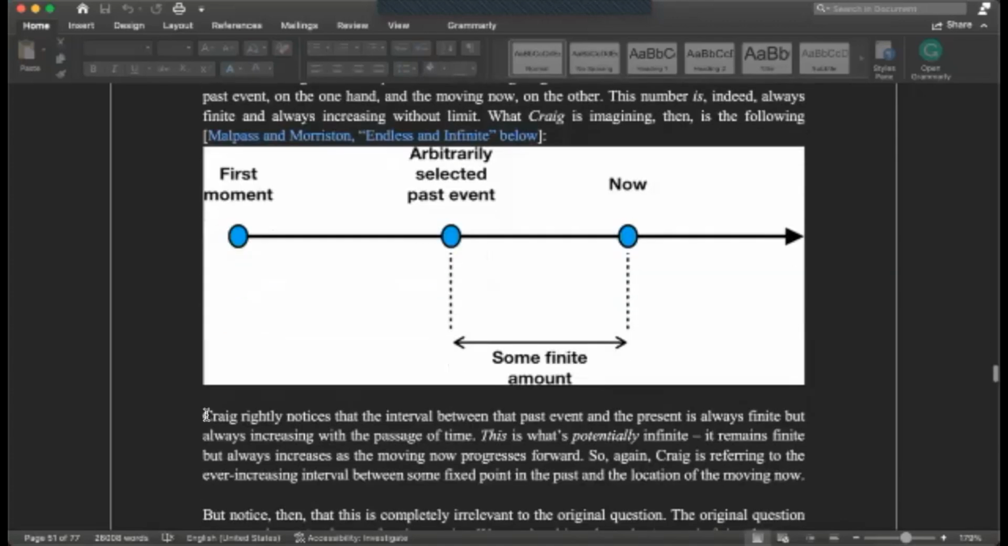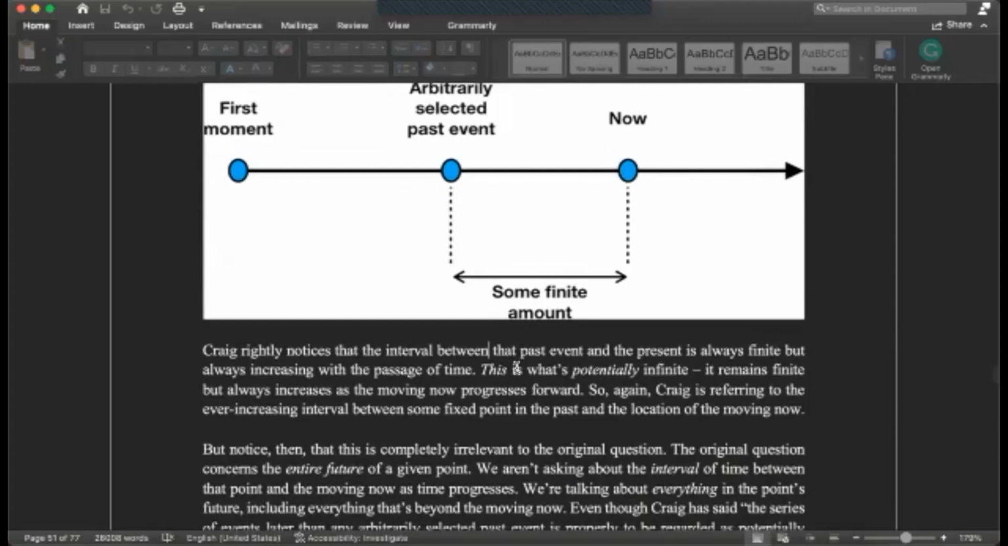There's no denying this. Craig rightly notices that the interval between that past event and the present is always finite, but always increasing with the passage of time, right? This is indeed what's potentially infinite. It remains finite, but it always increases as the moving now progresses forward. So again, Craig is referring to the ever-increasing interval between some fixed point in the past and the location of the moving now. But notice then that this is completely irrelevant to the original question. The original question concerns the entire future of a given point. We aren't asking about the interval of time between the point and the moving now as time progresses. We're talking about everything in the point's future, including everything that's beyond the moving now.